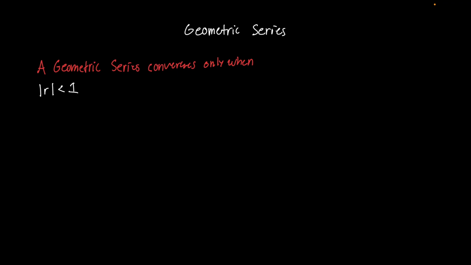So what does this mean? Well, as you learned from the previous video, when something converges, it means it approaches a number. So we're going to say that in this case, a geometric series will converge only when the absolute value of the common ratio is less than 1.